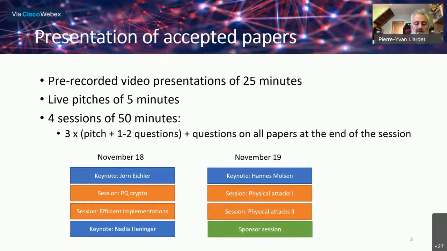So we have today two keynote speakers, Jorn and Nadia, and 2 sessions. The first session will be on post-quantum crypto, and the second session on efficient implementations. And tomorrow we will start also with a keynote by Hannes Molsen, and we will have 2 sessions about physical attacks. And then around 5, we will have the sponsor sessions where you can go to the booth of a sponsor to ask questions and so on. That's the program of these 2 days.